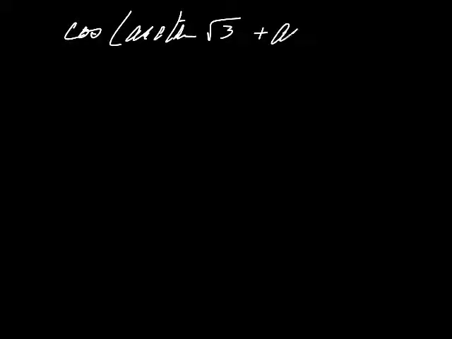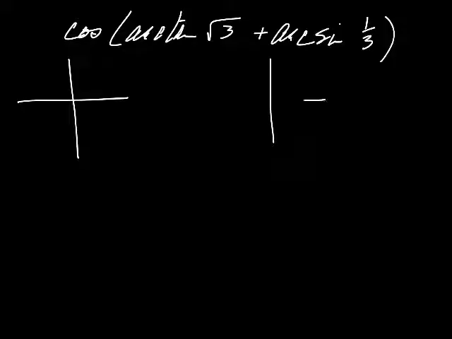So let's look at example 6. Evaluate each expression again without using a calculator. Cosine of arctangent square root of 3 plus the arcsine of 1/3. Alright, so what we've got here is two completely different triangles we're trying. So let's draw it twice. So let's draw the arctan of the square root of 3 and the arcsin of 1/3.